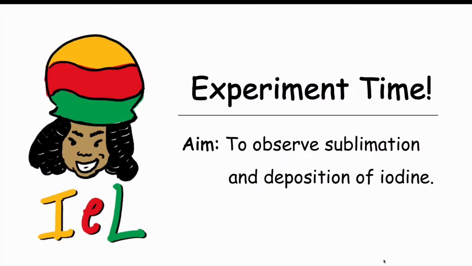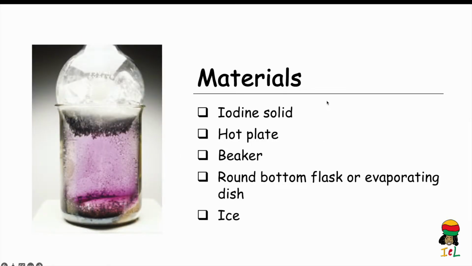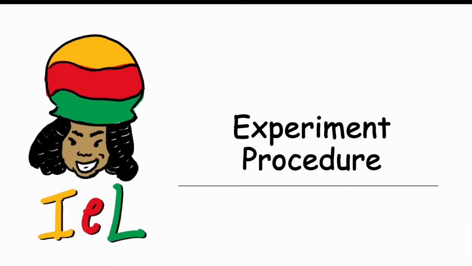It's experiment time, and the aim is to observe sublimation and deposition of iodine. Materials needed for this experiment: iodine solid, a hot plate or another heat source, beaker, round bottom flask or evaporating dish. Sometimes you can use a watch glass, and ice, whether cubes or crushed ice. We will use a diagram to illustrate the experimental setup for the procedure.